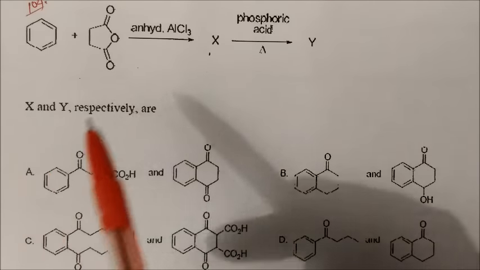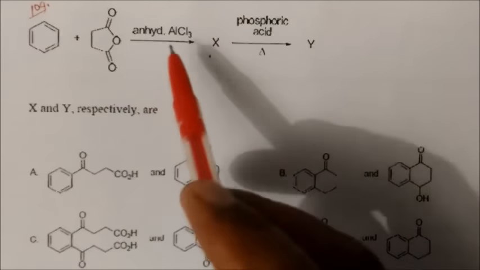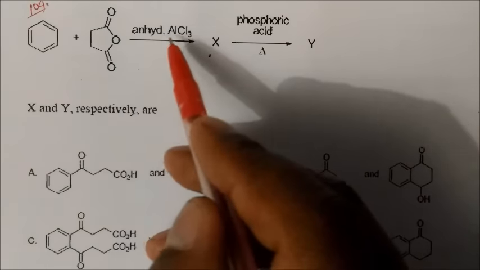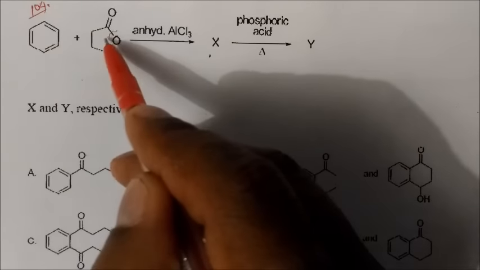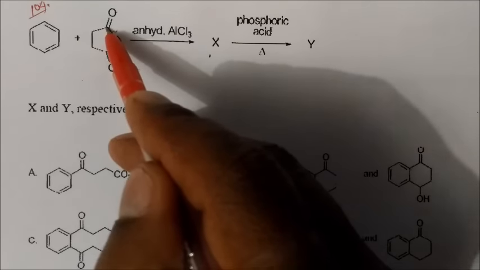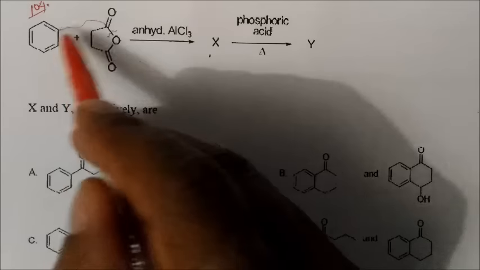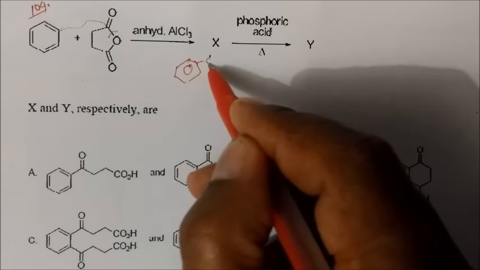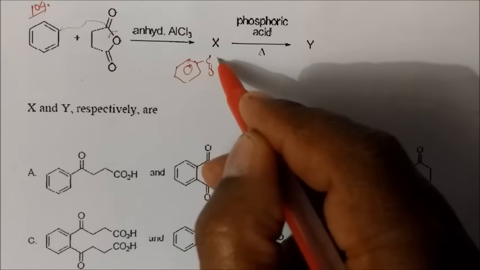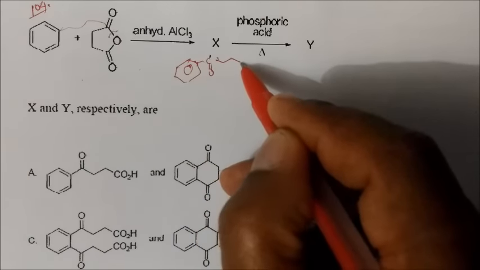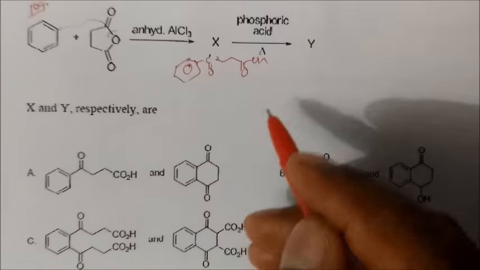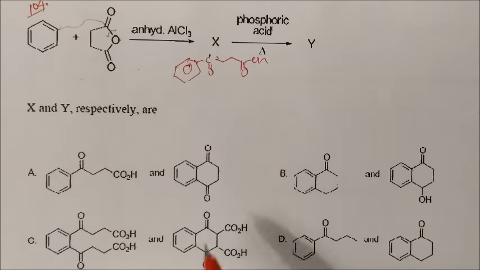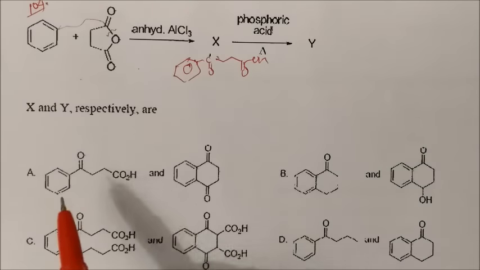In this reaction, benzene is reacting with this anhydride in the presence of AlCl3. So what will happen? This AlCl3 is a Lewis acid. One cleavage will occur over here, and this will attack the pi electrons. So the pi electrons will attack on this carbon, and you will get a compound like this. This is the CO, and you can get a compound like this. Again, oxygen. So if we compare, only A is there, so we can judge that A might be the answer.